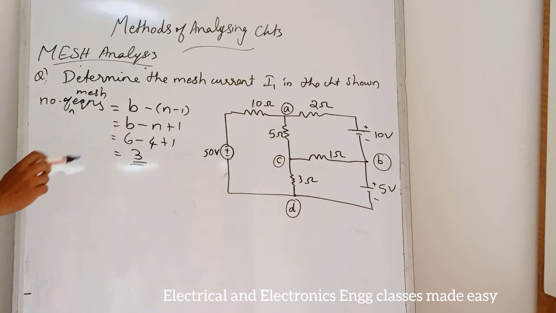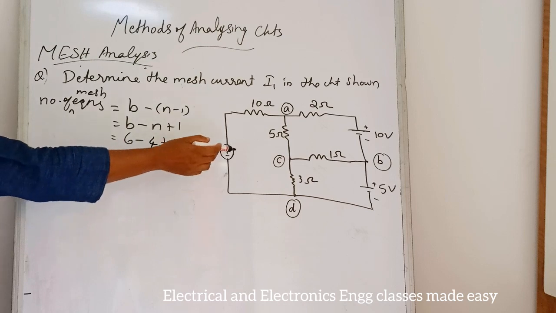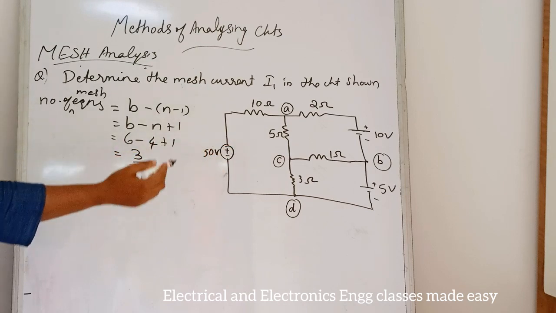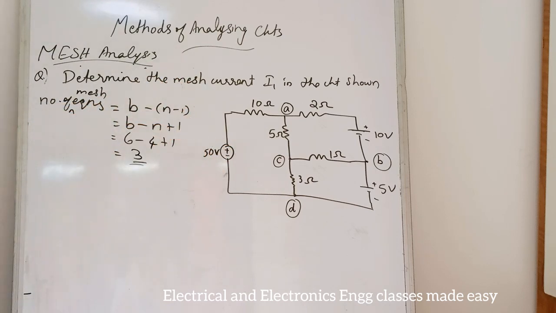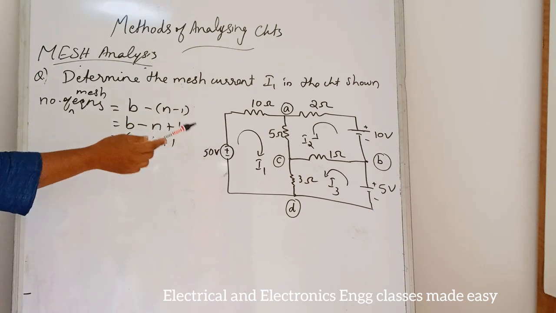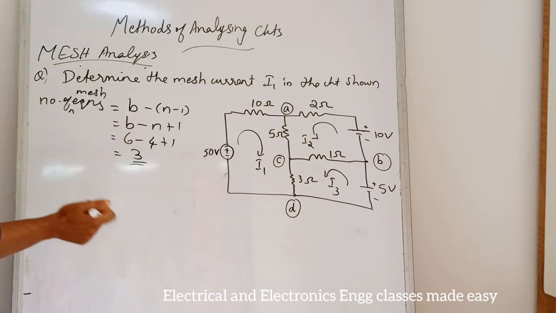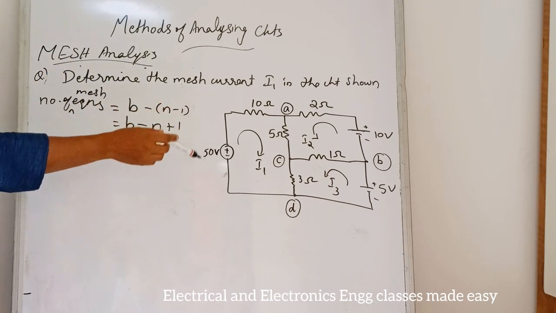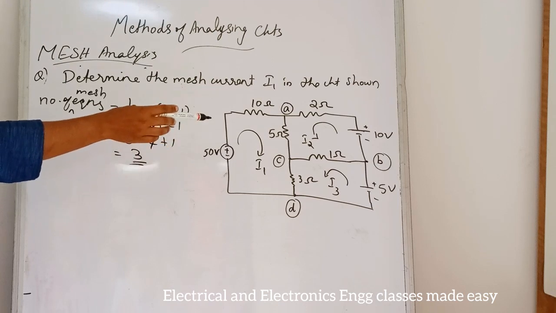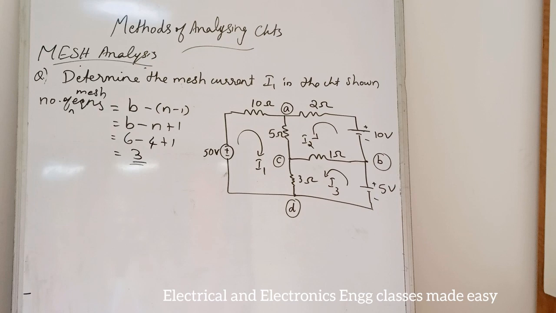Now we can select the currents. Let the current in this loop be I1, then I2 and I3. So I1, I2 and I3 are the 3 currents in the 3 loops. I1 is in the clockwise direction, and I2 and I3 are in the anti-clockwise direction. Now we have to write the KVL equations.